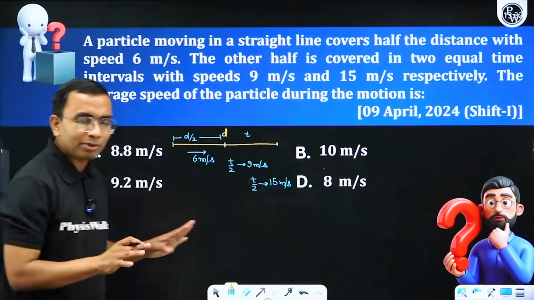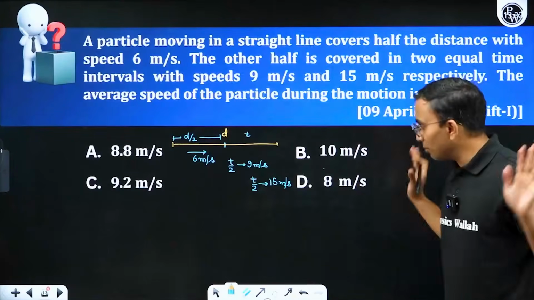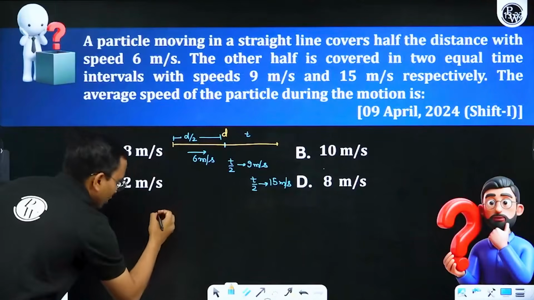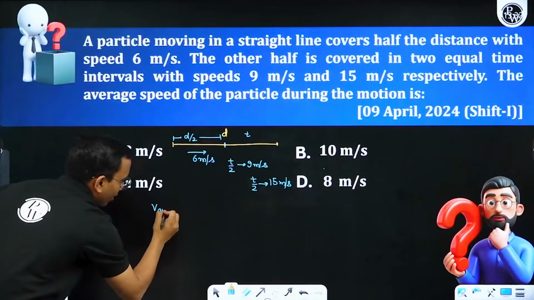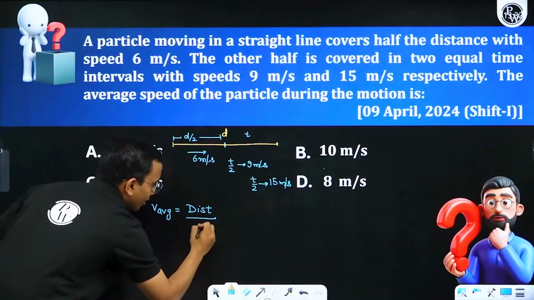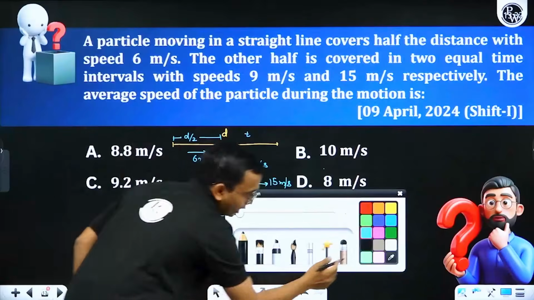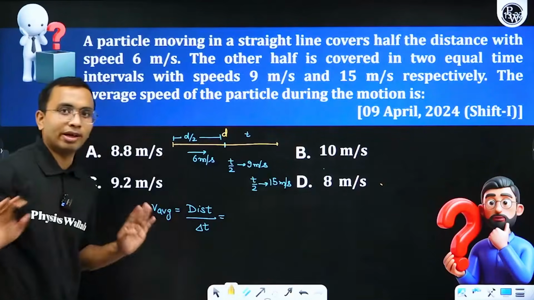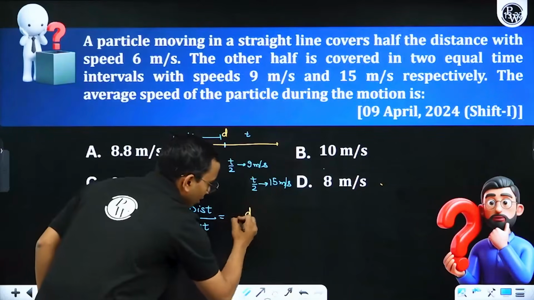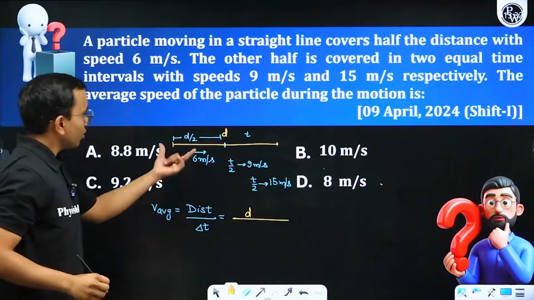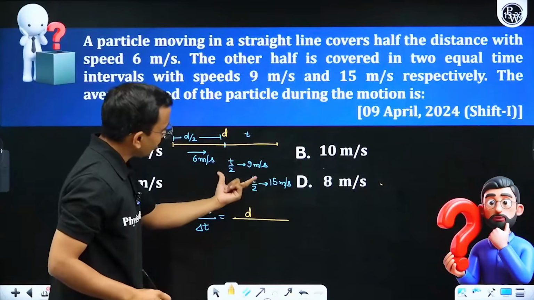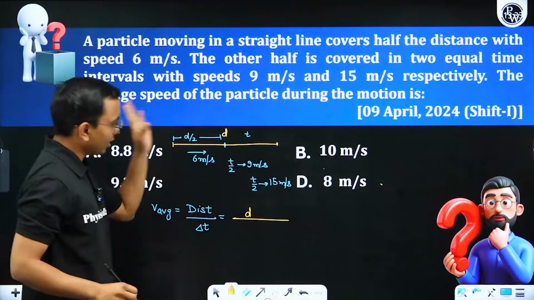Just use the concept. Don't memorize anything. So I need to find the average speed. I'll write V average as the distance divided by the time interval. This formula only I know. Now just write the total distance d divided by the total interval. Here, what time it took for 6 meters per second, plus 9 meters per second, and 15 meters per second.